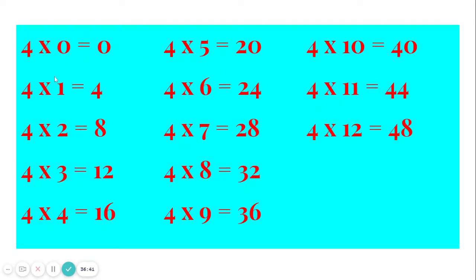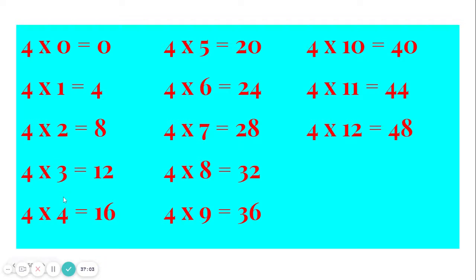Our fours tricks, remember we're going to double it and double it again. So anything times 0 is 0. Anything times 1 is going to be that other number. So 4 times 1 is 4. Ready to double it? 4 times 2, double it. We can double the 2 equals 4, and 4 and 4 is 8.